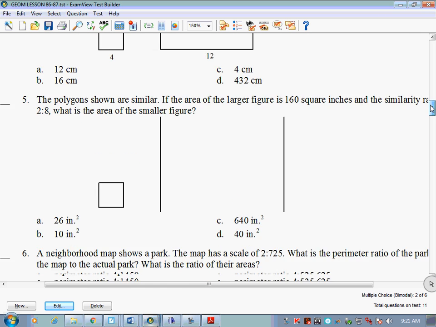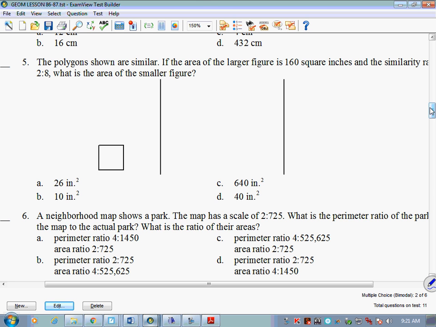All right, let's keep moving. Now sometimes things get cut off on these questions. For instance, some of the lines of our figures get cut off. Okay, it should be a square, but it got cut off. The polygons shown are similar. If the area of the larger figure is 160 square inches and the similarity ratio is 2 to 8, what is the area of the smaller figure? Well, the similarity ratio is 2 to 8. Can I reduce the similarity ratio? 1/4, right?